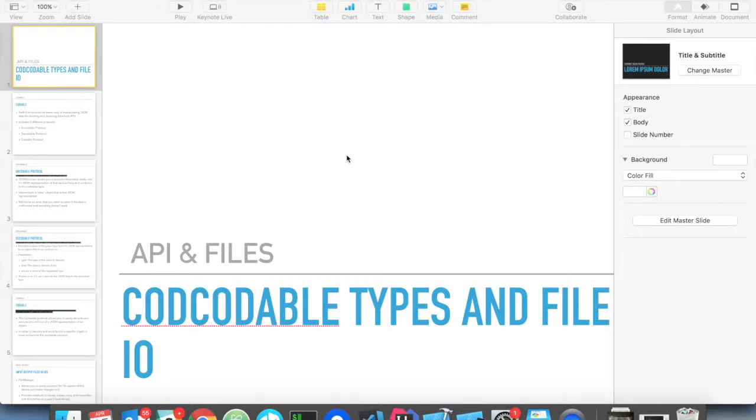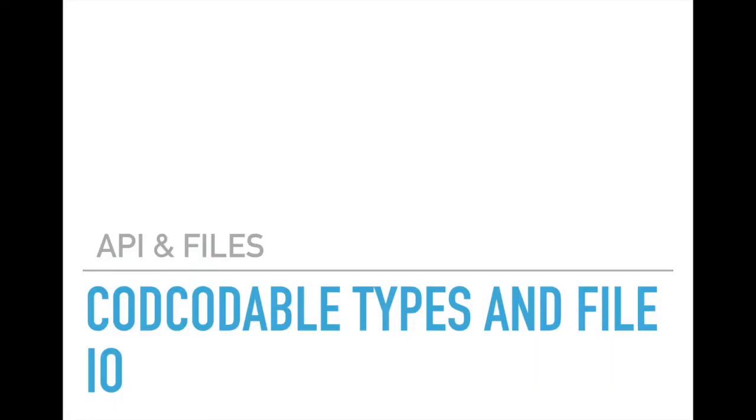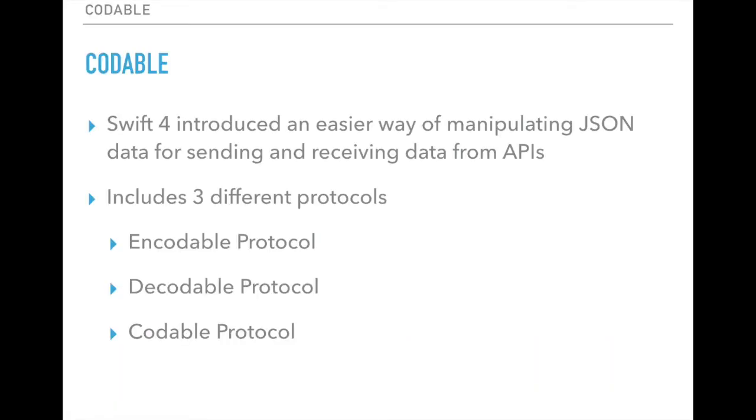Swift 4 is the most recent version out there right now. When I started, it was still 3, which sadly couldn't take advantage of Codable types, which makes hitting APIs so much easier, and just in terms of data manipulation. So Codable types and file I/O.